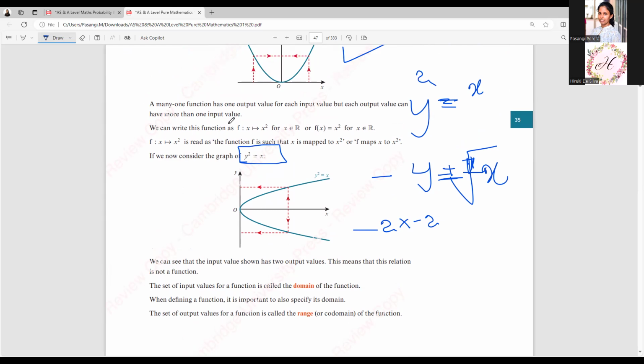Am I confusing you? Sometimes I get mixed up between input and output.